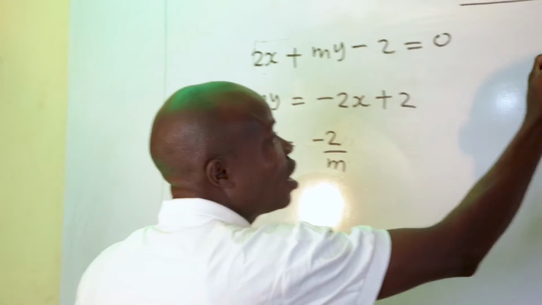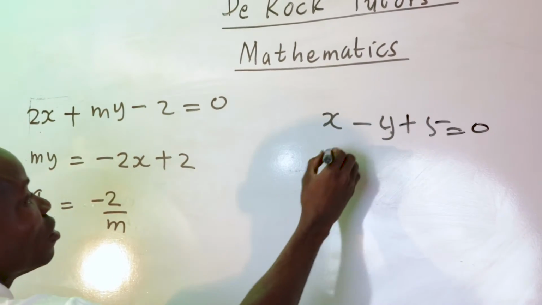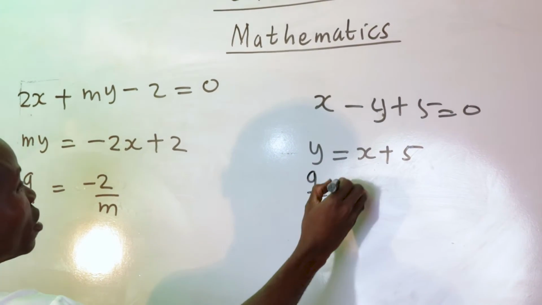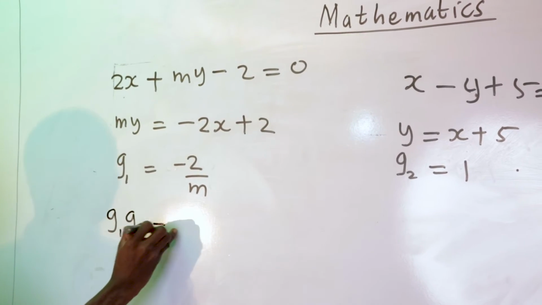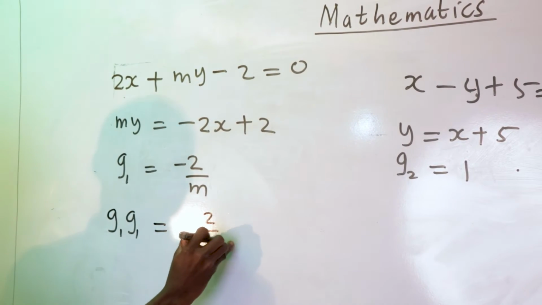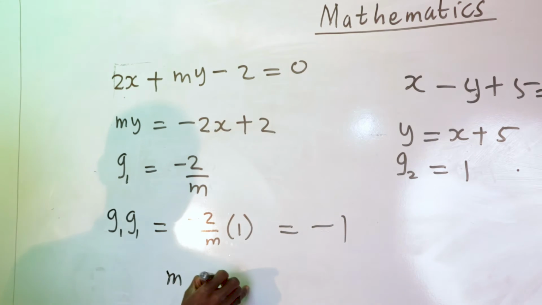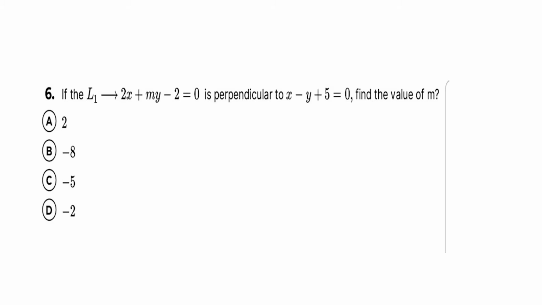In the second equation, x minus y plus 5 equals 0. Making y the subject, we have y equals x plus 5, which indicates that the second gradient here is 1. When two lines are perpendicular, the product of their gradients is minus 1, which indicates that G1 multiplying G2 gives us minus 2 over m multiplied by 1, which is minus 1. In this case, the value of m is minus 2 over minus 1, which is 2. Among the options here, the correct answer is option A, which is 2.